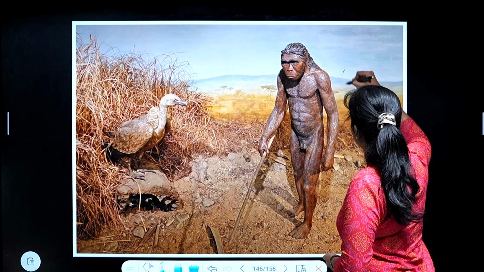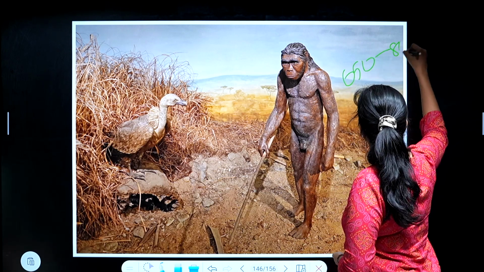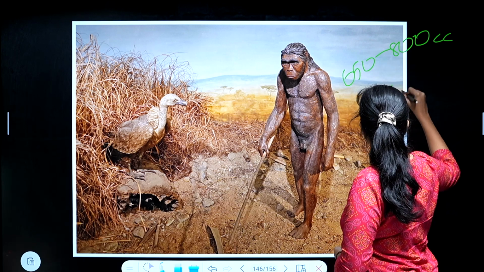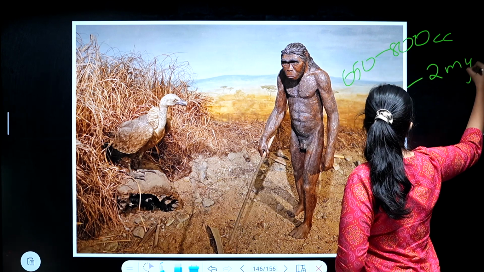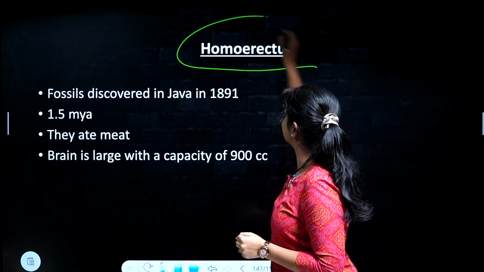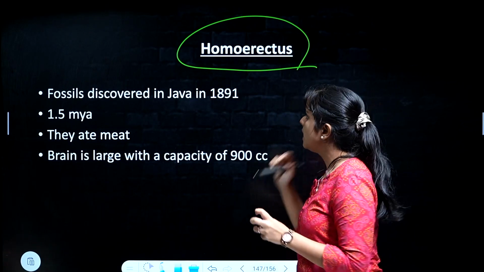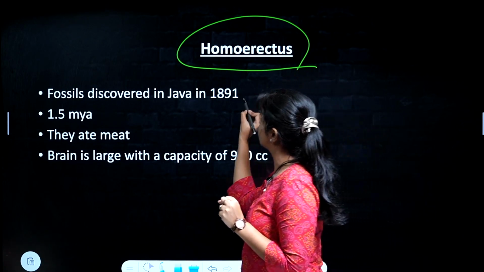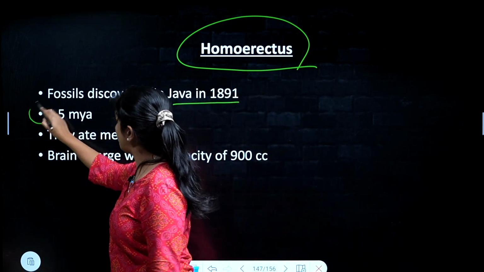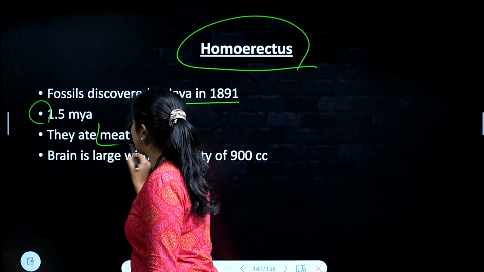So they have 650 to 800 cc brain capacity, and they evolved 1.6 to 2 million years ago. Okay, this is Homo habilis. And then you have Homo erectus. The fossils of Homo erectus were found in Java in 1891, and Homo erectus arrived 1.5 million years ago, and these people ate meat.